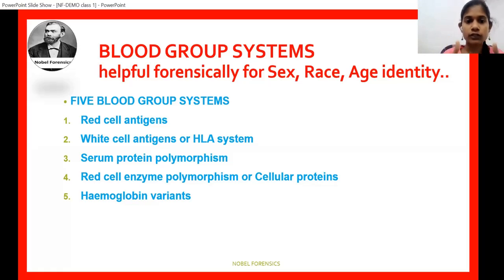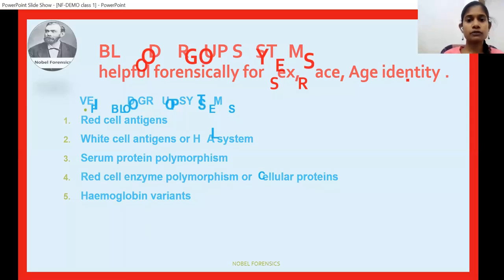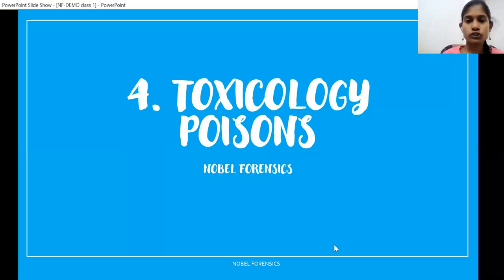There are different blood groups under these systems, and their phenotypes are also asked, like the Duffy system, Kidd system, and Kell system. The previous question is the Duffy system's phenotype. What is the phenotype of the Duffy system? Fy(a) and Fy(b). Then coming to the next topic, toxicology, poisons.